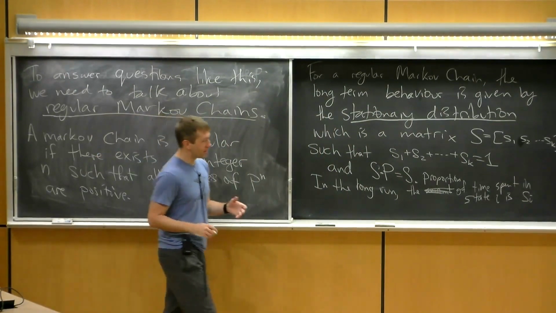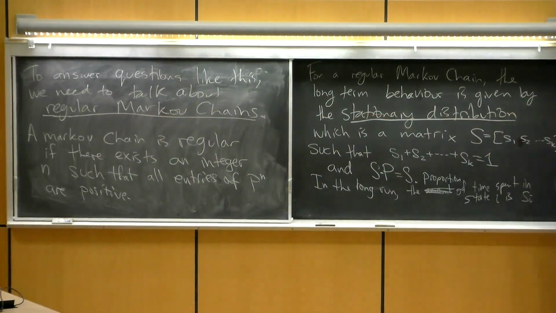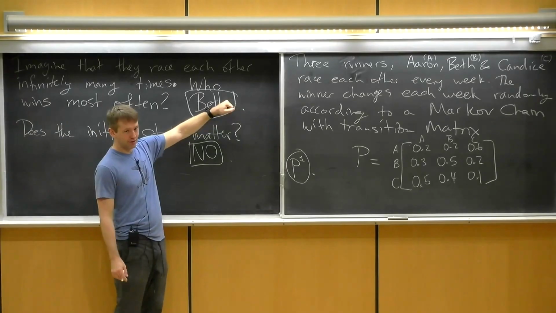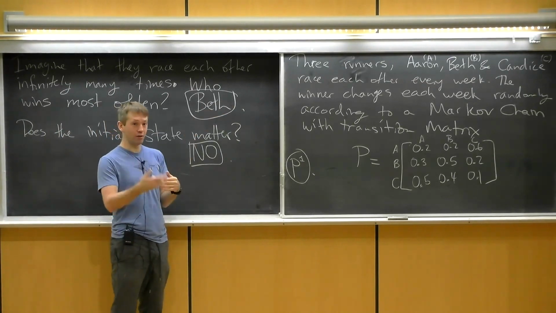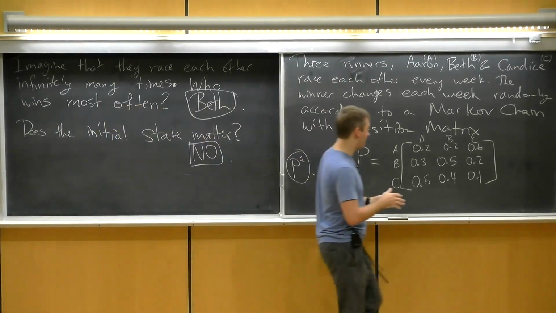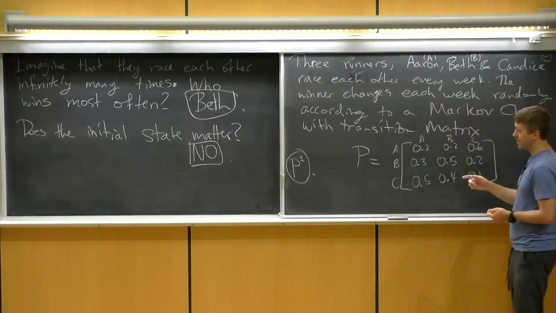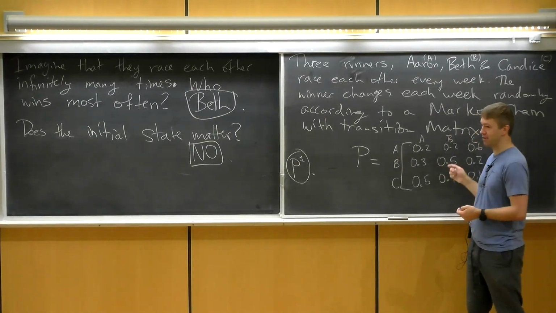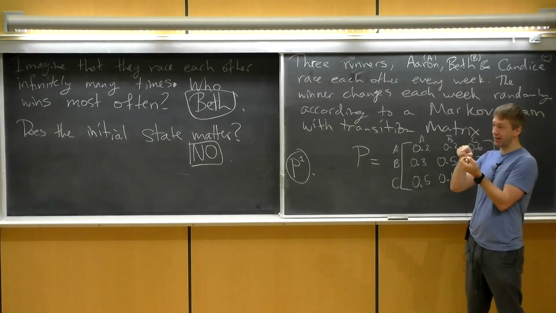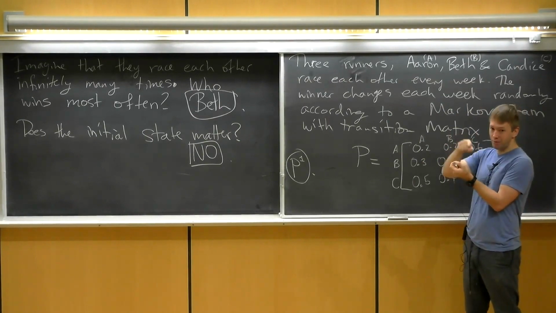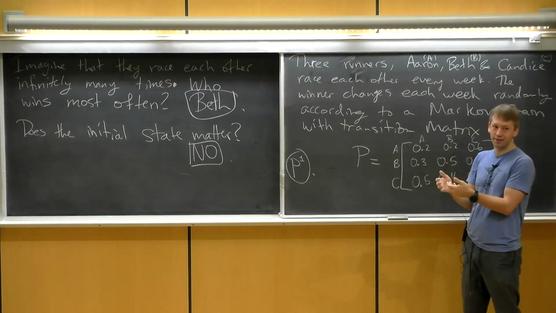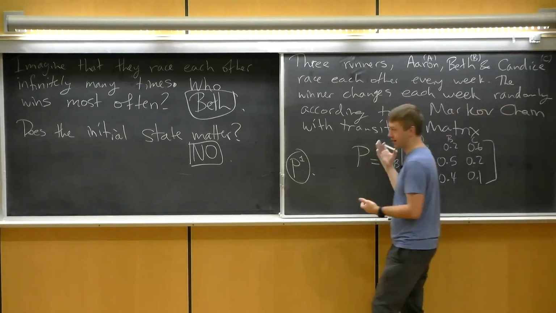So if we wanted to determine the percentage of times that Beth wins in the long run, what we would do is find a matrix S such that S times P equals S. And then we look at the second entry of that, and that value will be like 0 point something, and that tells us the percentage that Beth wins in the long run.